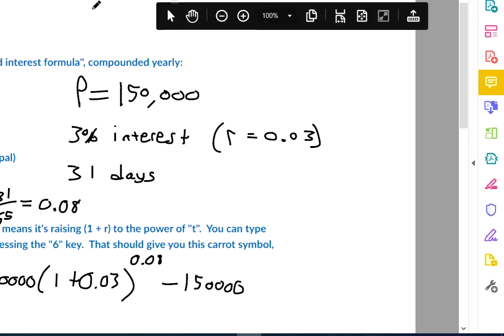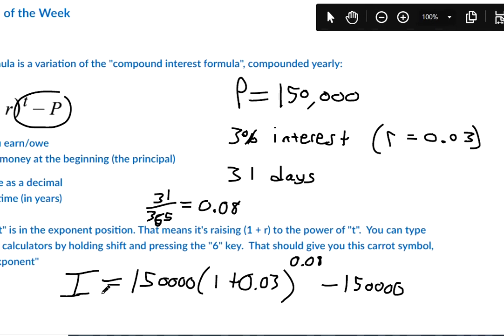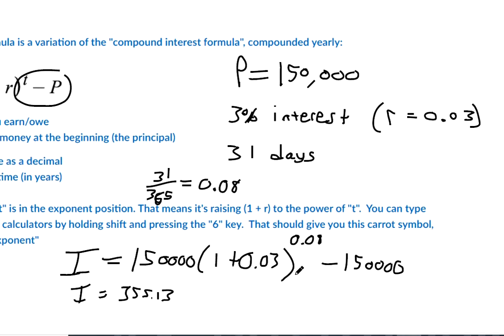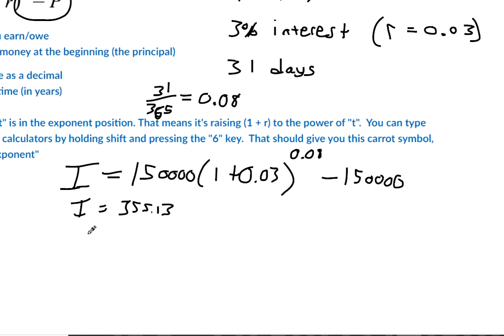For this person, which is different than your problem, it's $355.13 in interest. Okay, so interest is $355.13. And so for your problem, that's how you calculate interest.